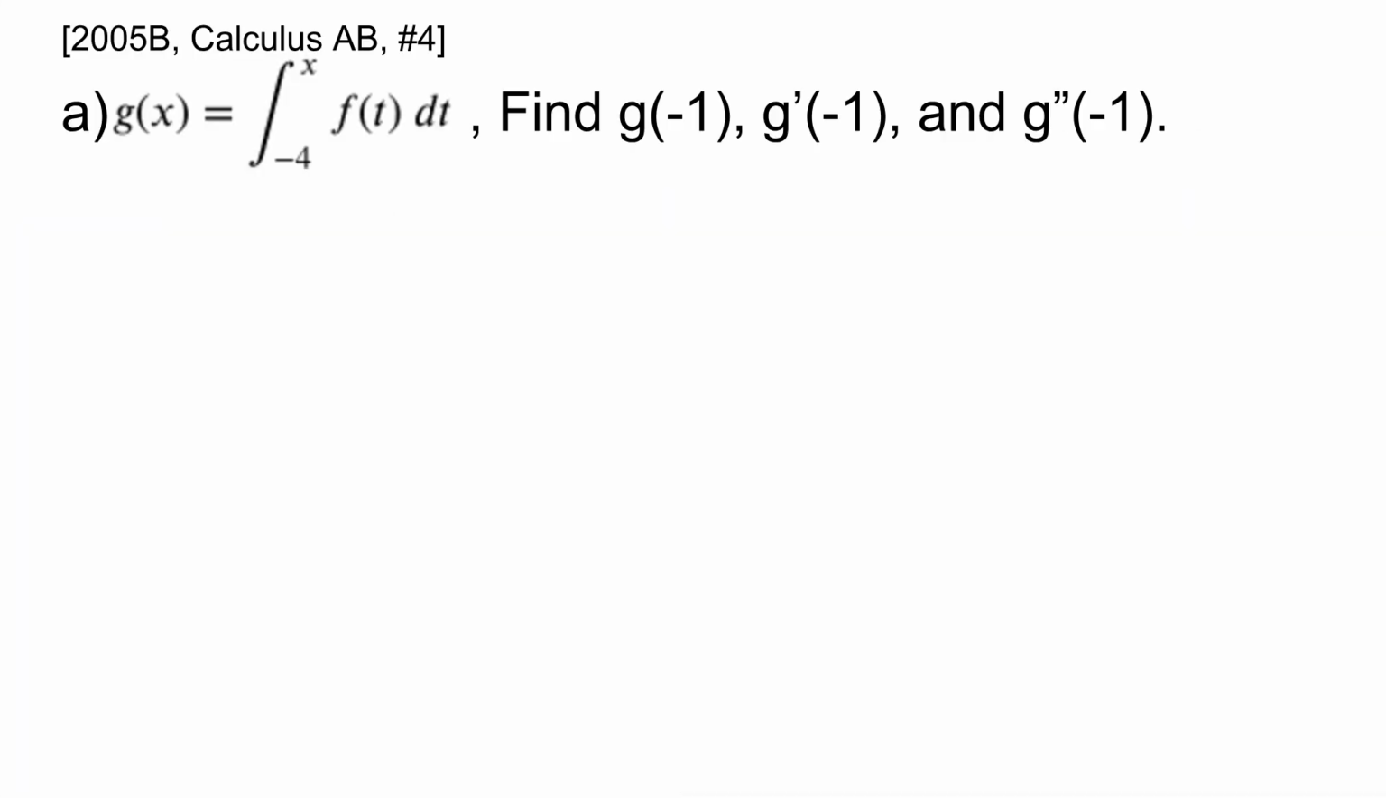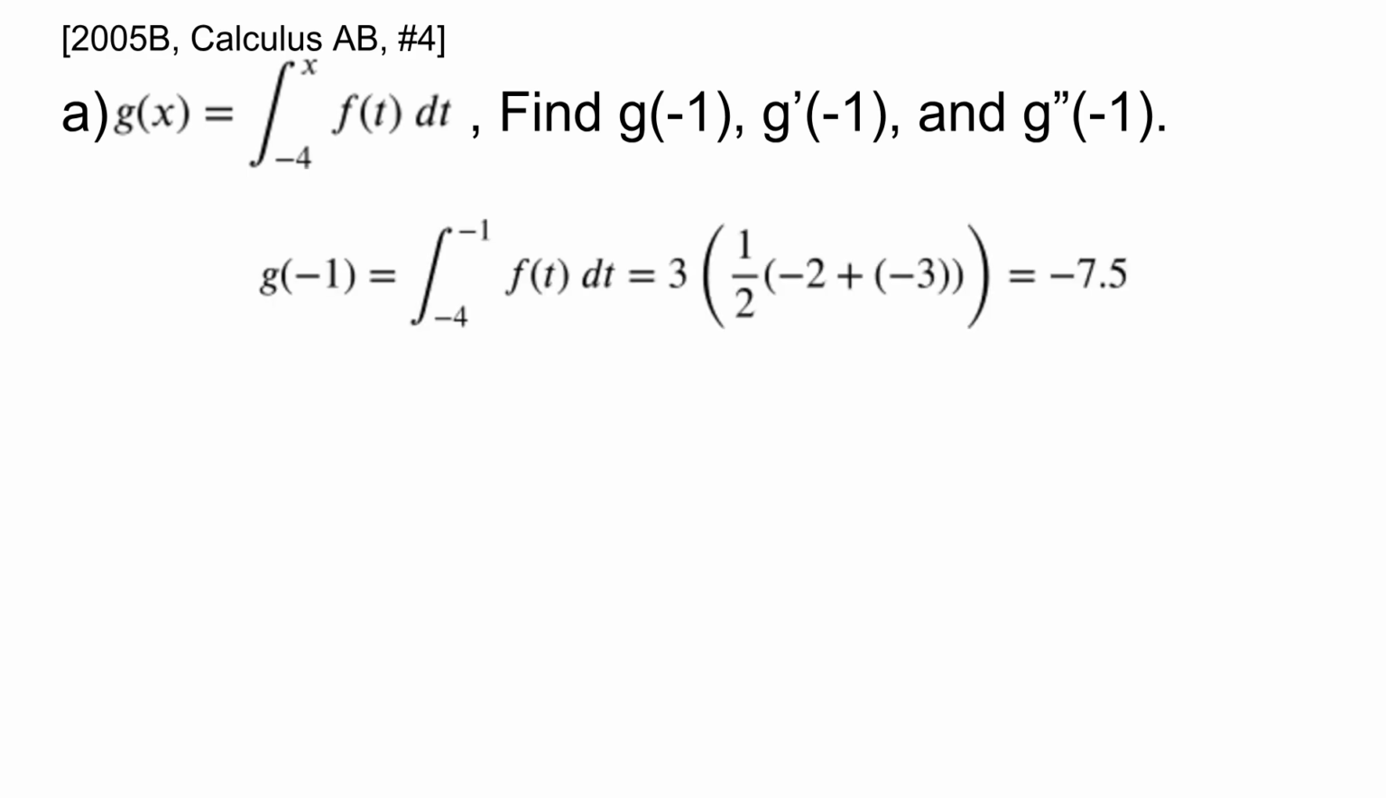In part A of the question, g of x is defined as the integral from -4 to x of f of t dt, and we are asked to find g of -1, g prime of -1, and g double prime of -1.